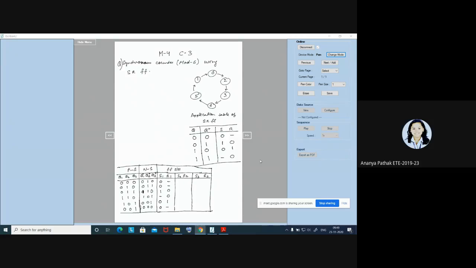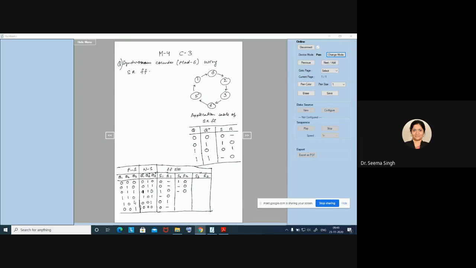Okay, now coming on, in the same way you have to do S2 R2. When you do S2 R2, you should keep one finger on Q2 and the other finger on Q2 plus. So Q2 to Q2 plus is 0 to 1, which means 1 0. Next one is 1 to 1, which is dash 0. I am doing so on. Next one is also 1 to 1. Next one is 1 to 0.